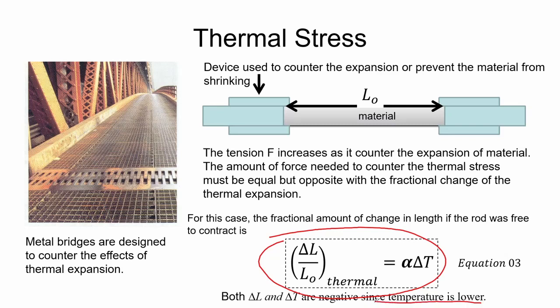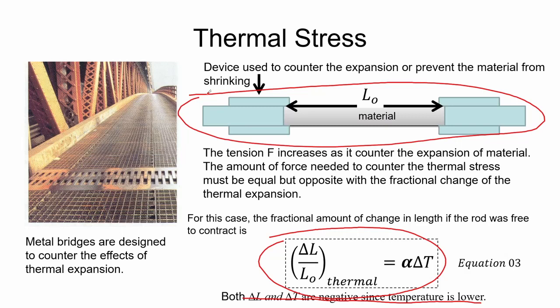In this figure we have a metal rod that is held by a device that prevents its expansion and shrinkage. The tension force F needed to counter the thermal stress must be equal but opposite with the fractional change of the thermal expansion. For this case, the fractional amount of change in length if the rod was free to contract is given by the rewrite of equation 3.